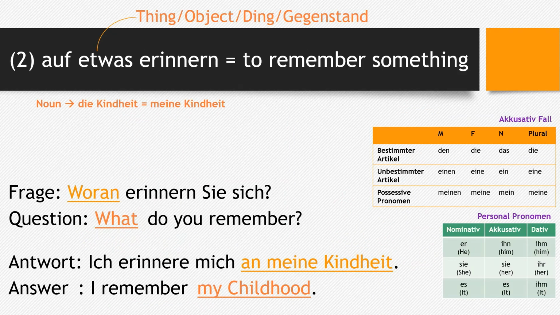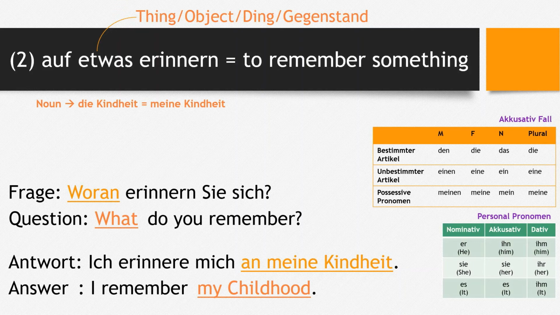So let's see the example of etwas erinnern, to remember something. Now Frage 1: Woran erinnern Sie sich? What do you remember? Woran erinnern Sie sich? Ich erinnere mich an meine Kindheit. I remember my childhood, I remember my childhood days. How good was my childhood? I don't have to study, only eating and having lots of fun with family and friends.